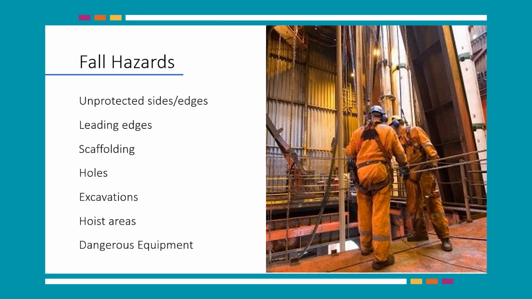Employees less than 6 feet above dangerous equipment must be protected from falling into or onto the equipment using guardrail systems or equipment guards. Employees 6 feet or more above dangerous equipment must be protected from fall hazards using guardrail systems, personal fall arrest systems, or safety net systems.